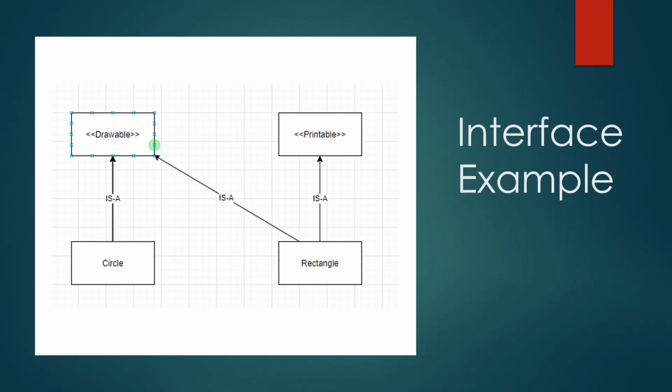So we're going to look next at an interface example in Java, and we're going to implement this. We have a drawable interface, a printable interface, and then we're going to implement a circle and a rectangle class that will implement those interfaces.